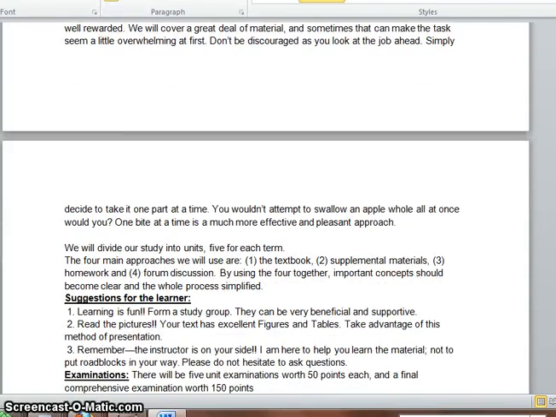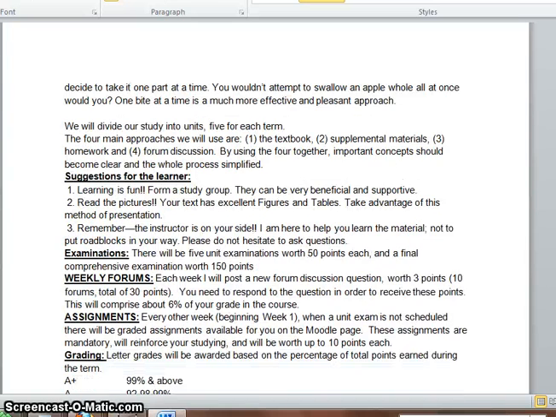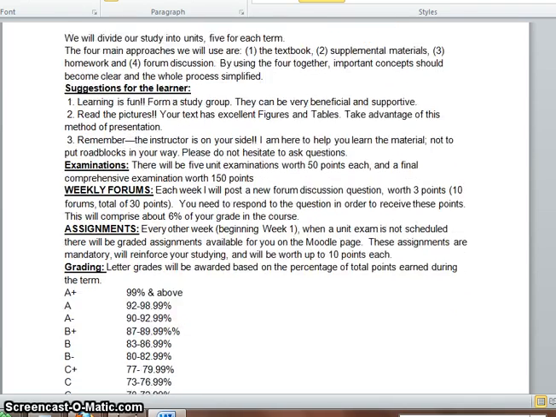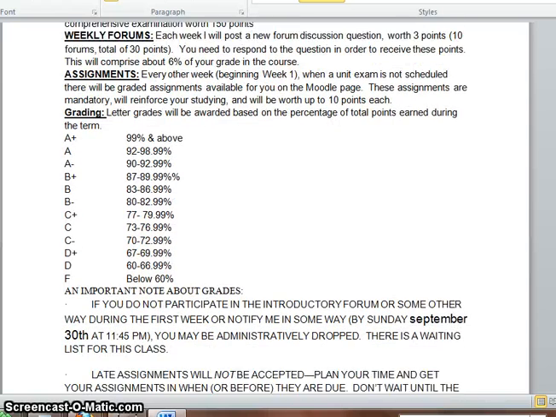We will divide our study into units as we did for HO 150. There were 5 last term, there are 5 this term, and we will be doing units 6 through 10 this time. There will be 5 unit exams and 1 final, weekly forums, and homework assignments. Here's what my grading system looks like.